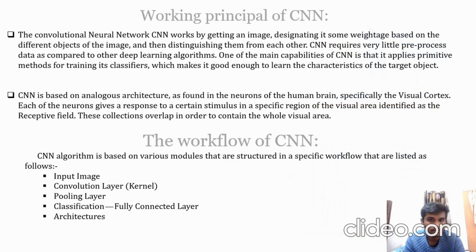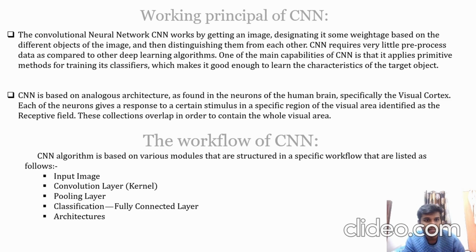Coming to the next slide, it tells about the working principle of CNN. Convolutional neural networks have many layers. It starts with the convolutional layer, then it goes to the pooling layer, and then the fully connected layer. As the input we use an image, and it designates weight to the image based on the different objects in the image. This process continues till we are able to decipher what the image is. Starting from the convolutional layer, which is the first layer or first pathway of CNN.